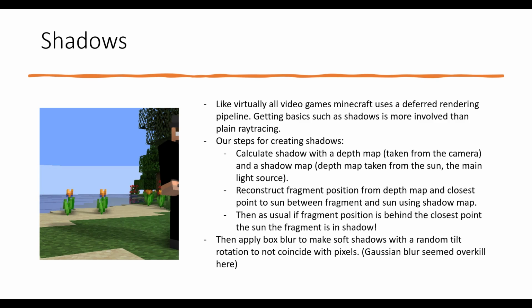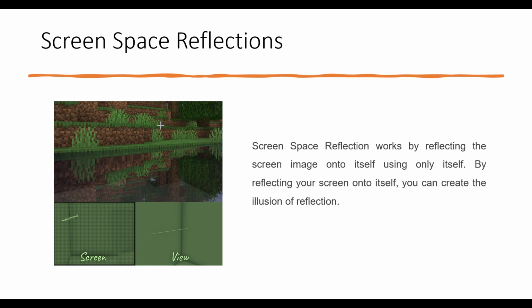We calculate a shadow using a depth map as well as a shadow map. We reconstruct the fragment position from the depth map and find the closest point to the sun between fragment and sun using the shadow map. Then, as usual, if the fragment position is behind the closest point to the sun, the fragment is in shadow. The screen space reflection for the water works by reflecting the screen image onto itself using only itself. By reflecting your screen onto itself, you can create the illusion of reflection.